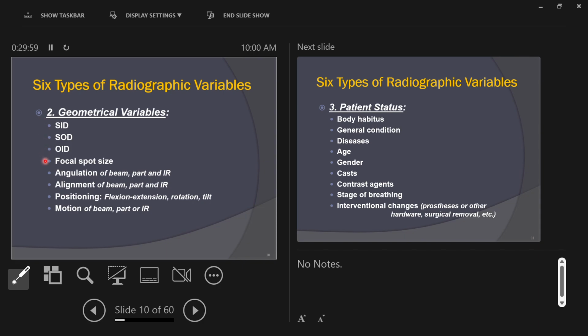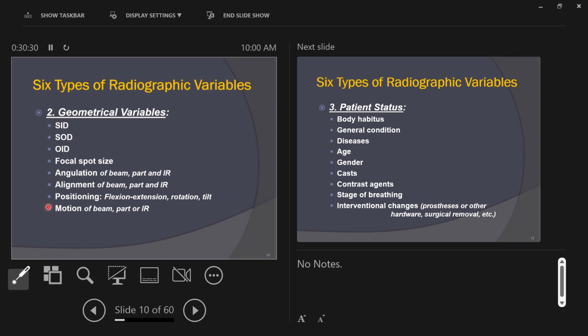Focal spot size affects more like sharpness. Angulation, alignment, positioning, these three all affect shape. And we'll talk more about these in later lectures, but they affect the shape of a body part. Again, your job in some cases is to minimize shape distortion. In other cases, it might be to maximize shape distortion.